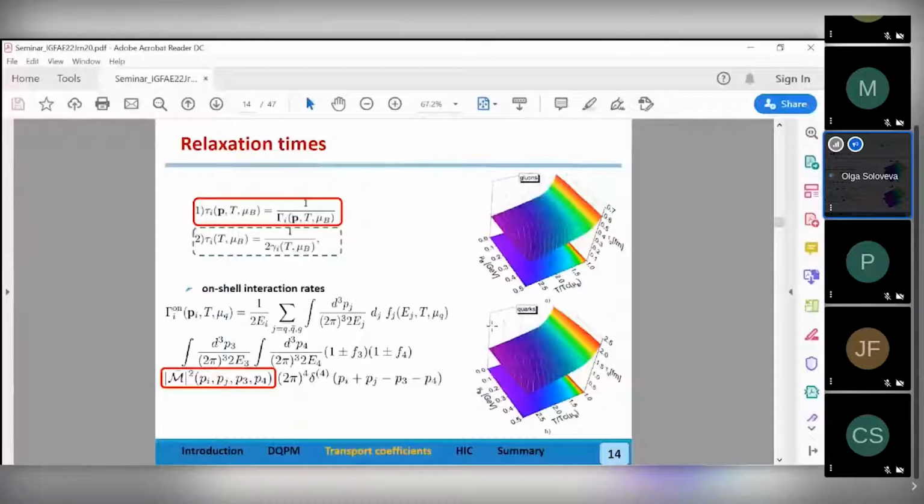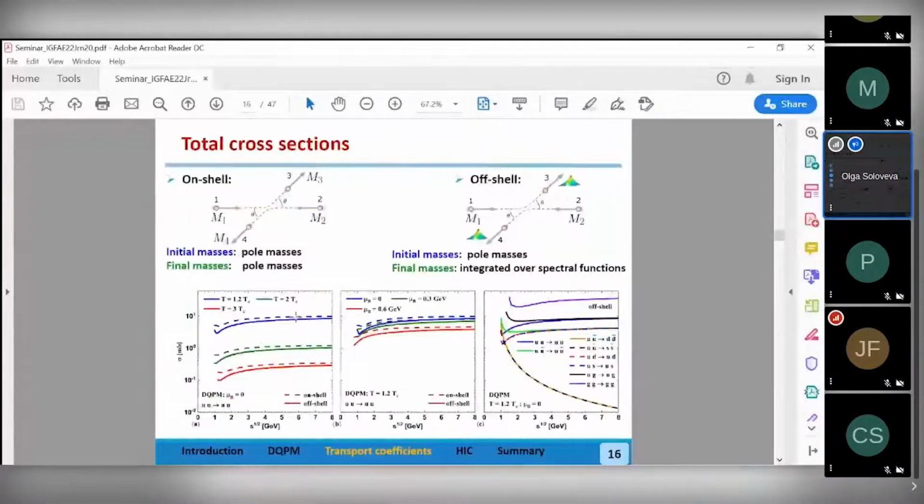And here I will show you also the total cross sections as a function of square root of s. And as you can see, it is decreasing with temperature as well as with baryon density. Here is the uu cross section. But as you can see, the decrease with temperature is more significant than the dependence on μB.